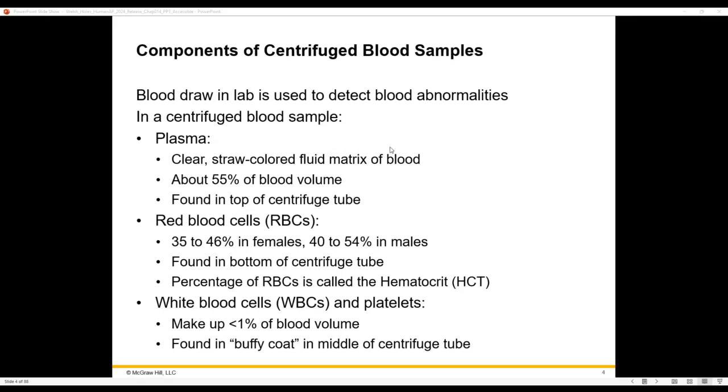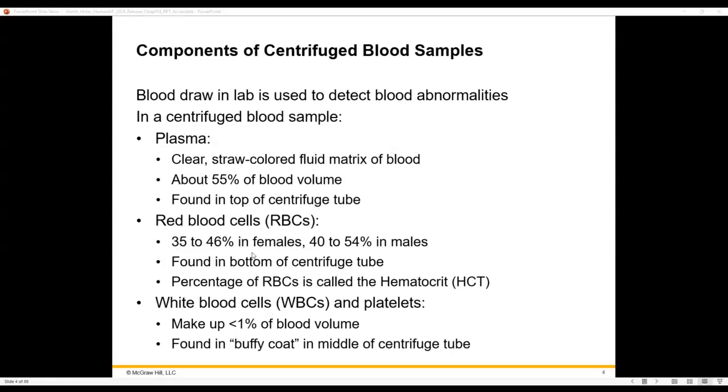A blood draw in the lab is used to detect blood abnormalities, and this is done in the centrifuge with a blood sample. I expect you've had your blood taken at some point. Plasma is the clear, straw-colored fluid matrix of blood, and as we said, that's about 55% of the blood volume. This is found at the top of the centrifuge tube.